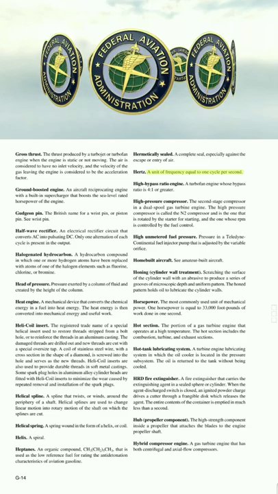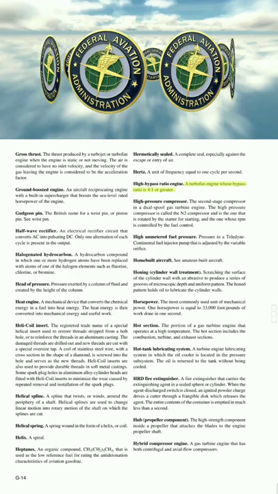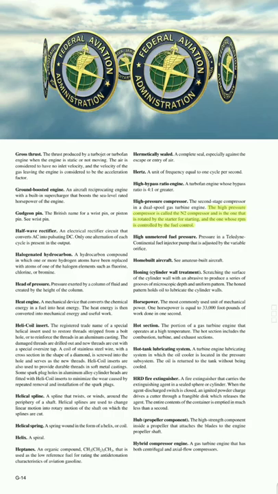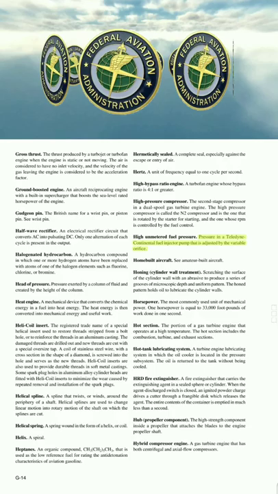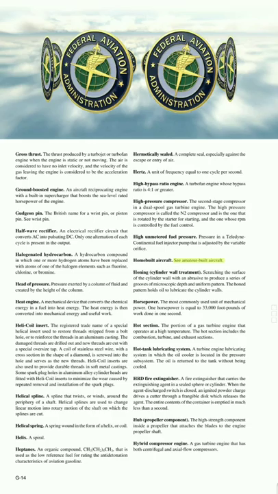High bypass ratio engine. A turbofan engine whose bypass ratio is 4:1 or greater. High pressure compressor. The second stage compressor in a dual spool gas turbine engine. The high pressure compressor is called the N2 compressor and is the one that is rotated by the starter for starting, and the one whose RPM is controlled by the fuel control. High unmetered fuel pressure. Pressure in a Teledyne Continental fuel injector pump that is adjusted by the variable orifice. Home-built aircraft. See amateur-built aircraft.